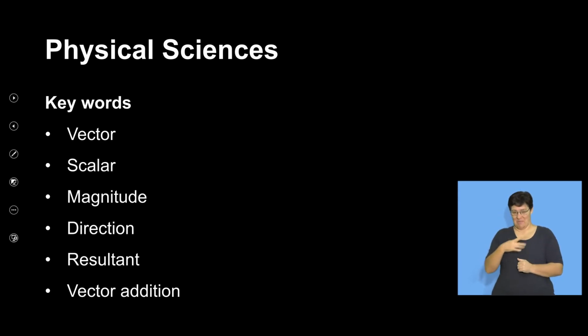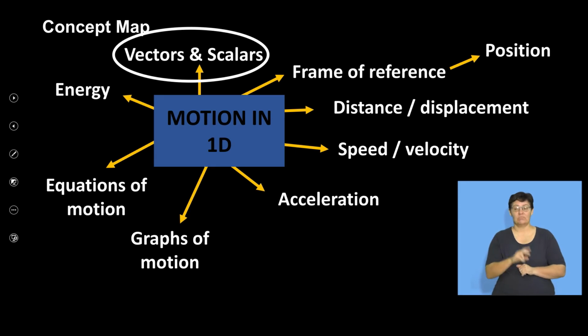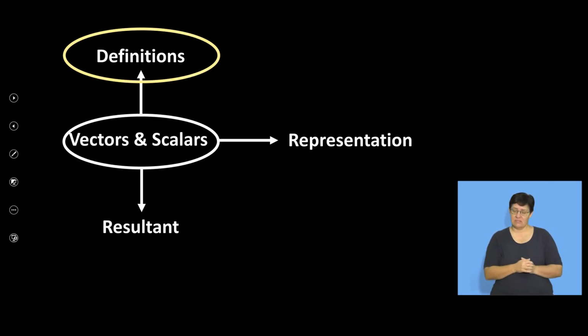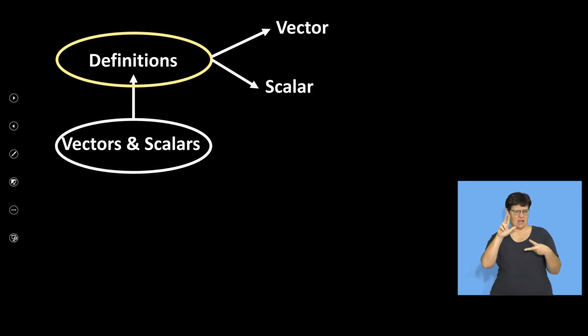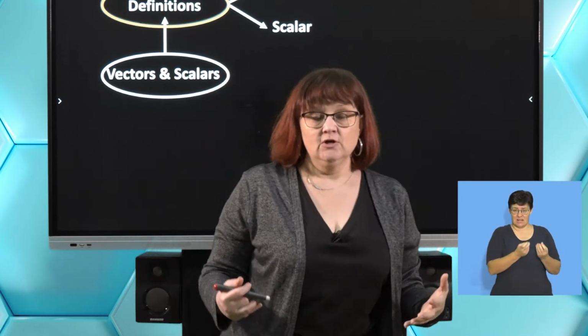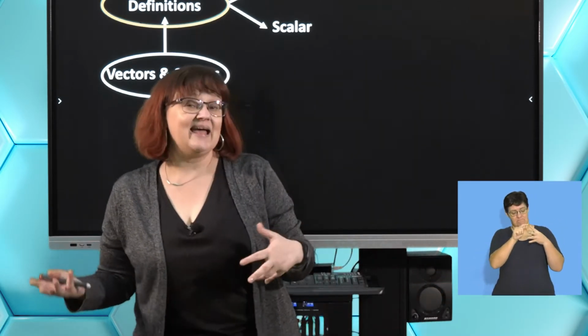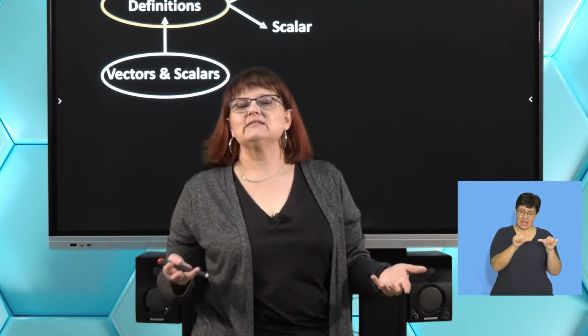We like that one. So we're going to look at vectors and scalars, and we can break them up into three specific places. We can look at their definitions, how we represent them, and what the resultant is. So looking at definitions, we're going to need to define what is a vector, and what is a scalar. These are physical quantities that have specific properties. So a vector has size and direction. A scalar only has size.